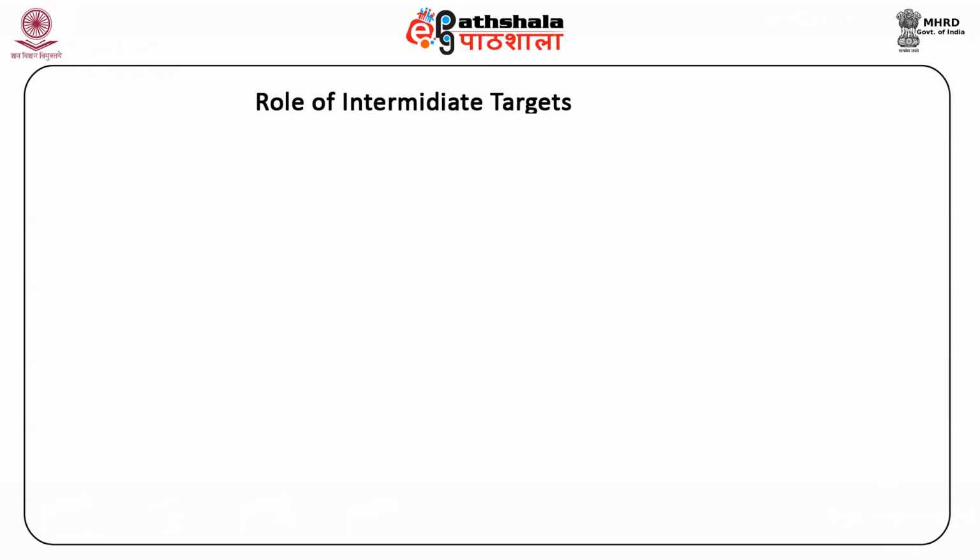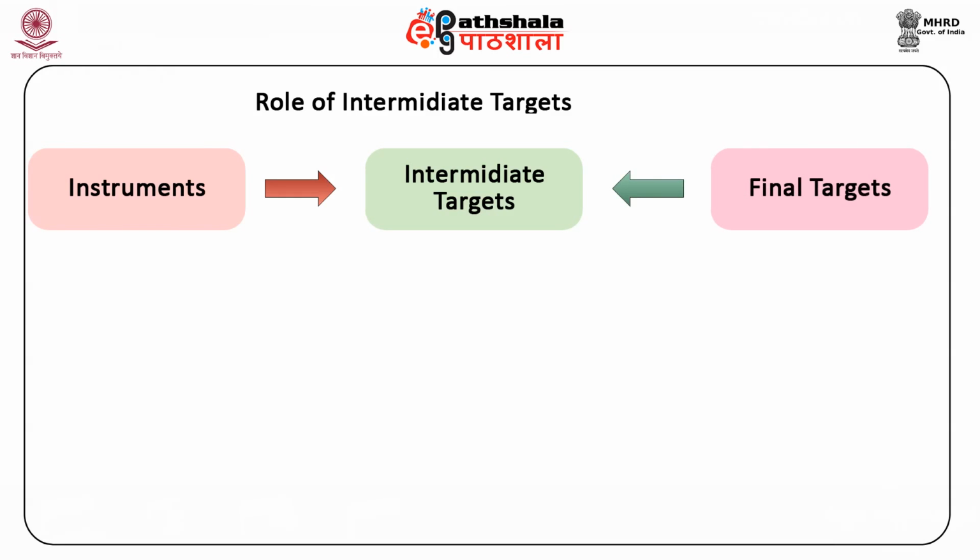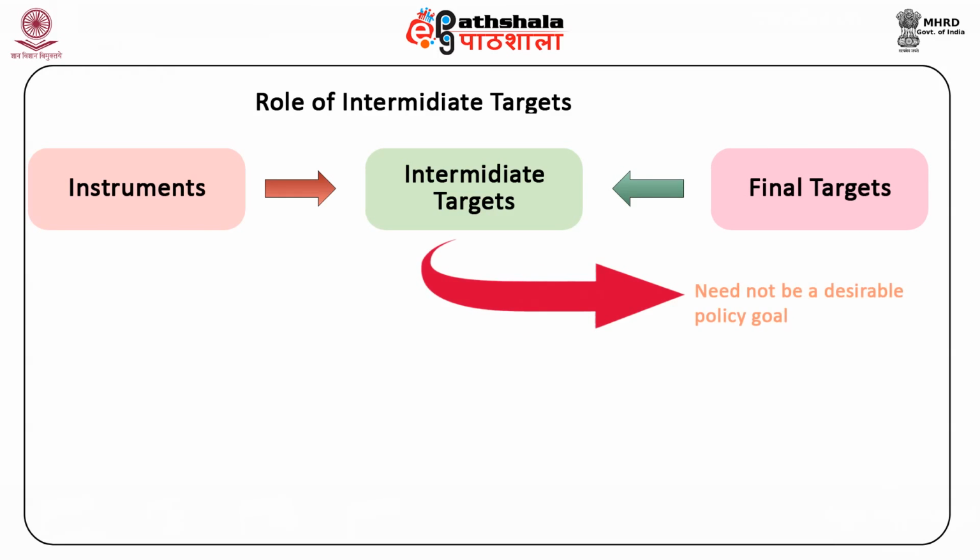Let us now understand the role of intermediate targets. It lies between the complex linkage between instruments and final targets. These targets need not be a desirable policy goal in and of itself. They are a means of achieving the final target more easily. The RBI finds it convenient to adopt an intermediate target instead of directly aiming instruments at a target.